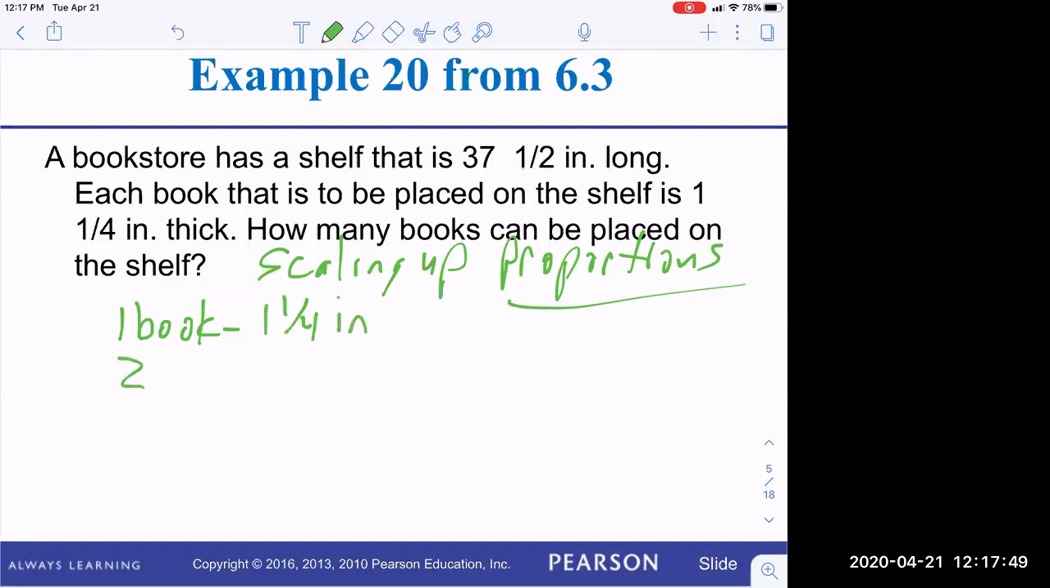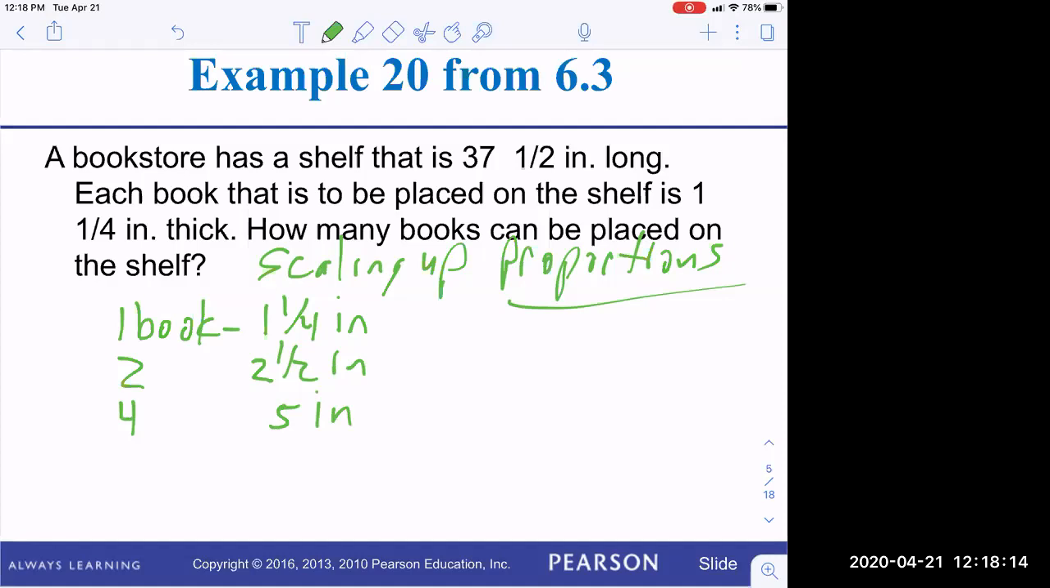So I'm going to scale up. 2 books then is double this. That would be 2 1/2. Okay, I can scale up again. I'm going to double the 2 because doubling 2 1/2 gives me 5 inches. So for every 4 books, I use up 5 inches.